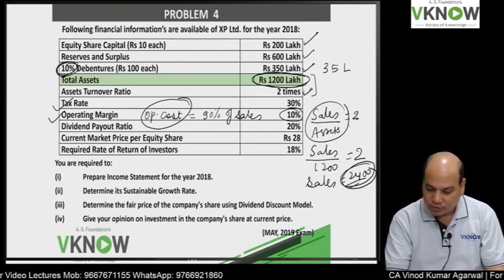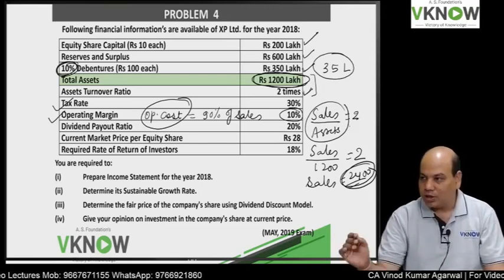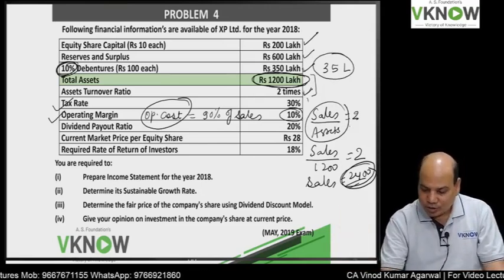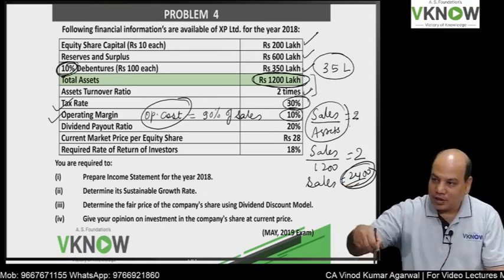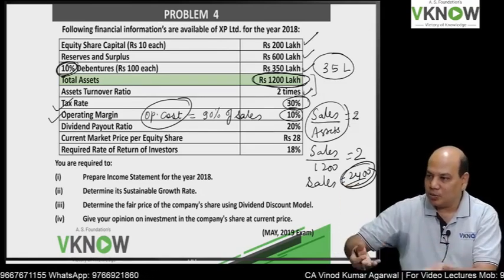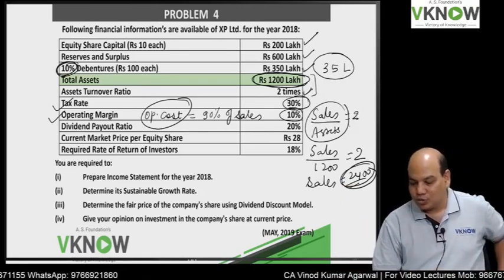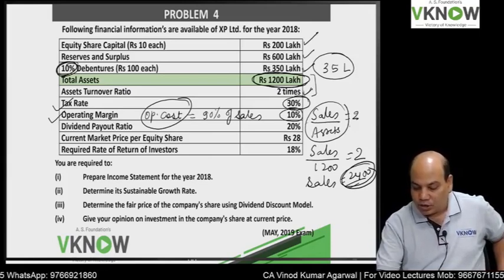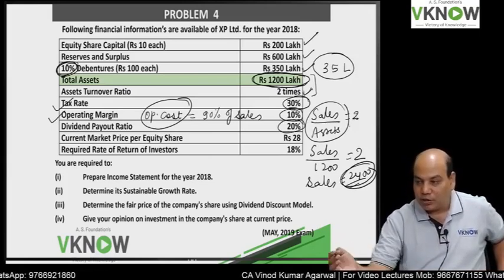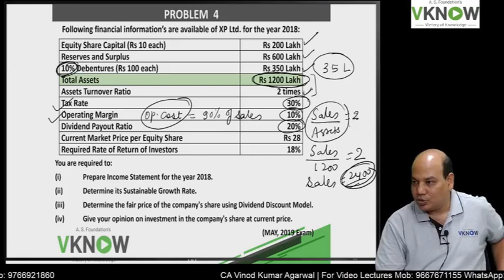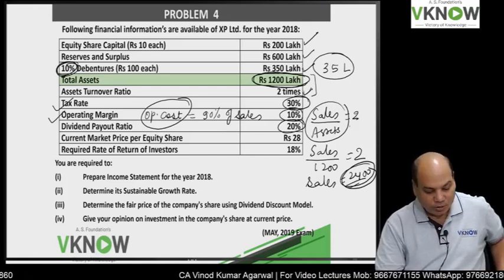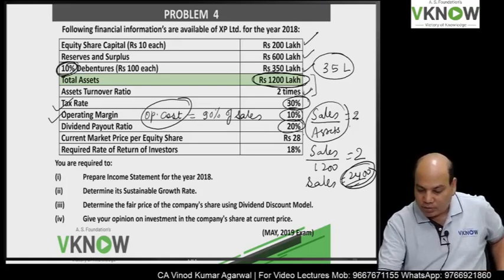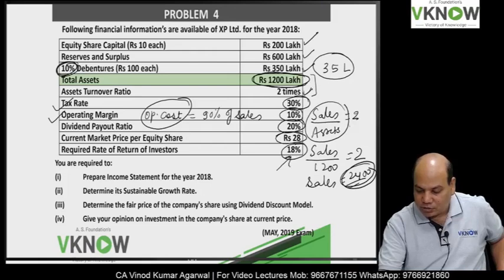From operating profit, you will deduct the interest. You will get earning before tax. You will deduct tax. You will get earning after tax. So indirectly, you have to prepare one small P&L account using the data. And then once you get the PAT, you can compute the dividend also. How much dividend are they going to pay? 20% of the earnings, that is the dividend payout ratio. Current market price is 28, required return 18%. This is the discount rate.